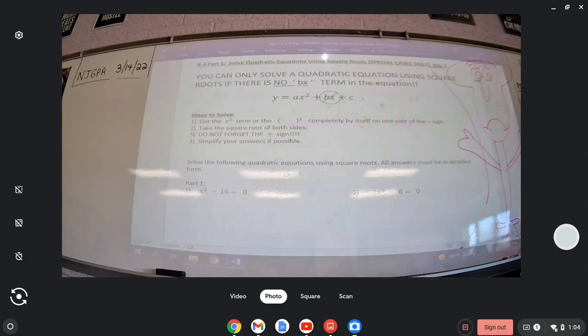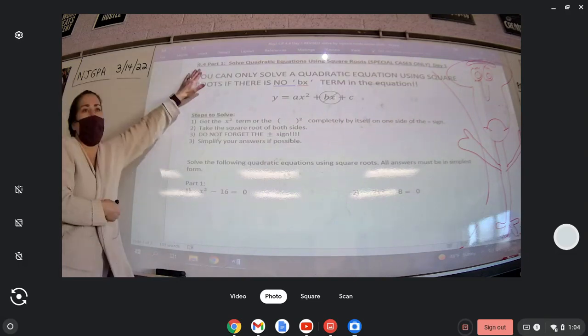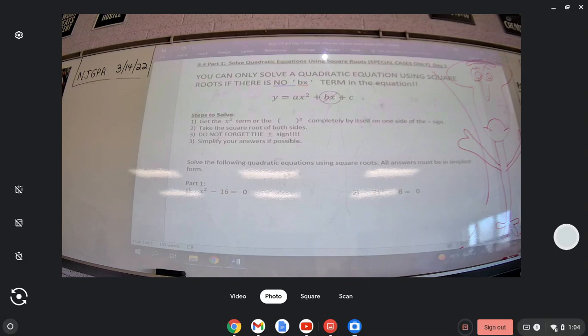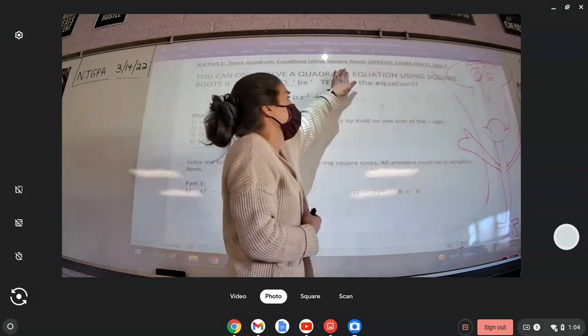All right, so we're gonna solve now, guys. We are in section 4.4 now. There is so much that I have to cover in section 4. It's gonna take me a while to get through this section, and I'm trying to break it up into parts. So this is part 1: solving quadratic equations using square roots.